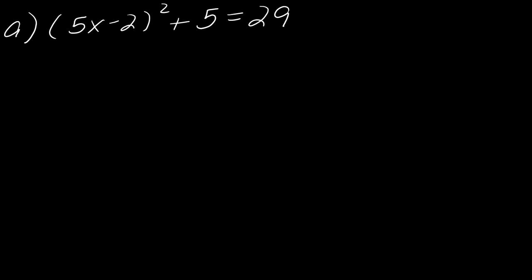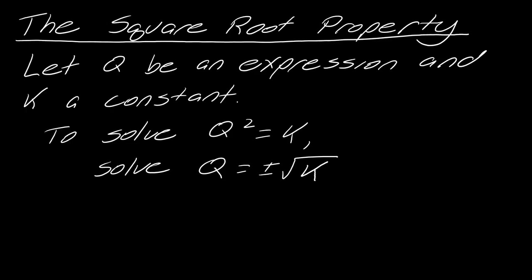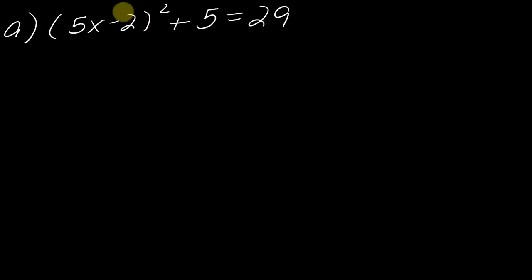Okay, so now I've got (5x - 2)^2 + 5 = 29. If you've been watching this channel for a while, hopefully you know that math is extremely literal. So when we talk about how you use the square root property, the main thing is that the thing being squared is isolated.